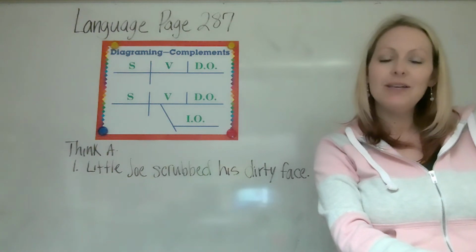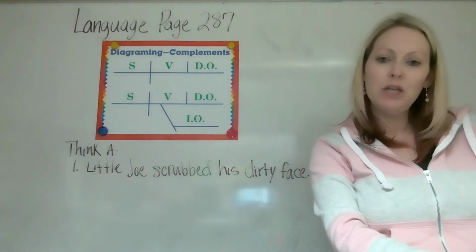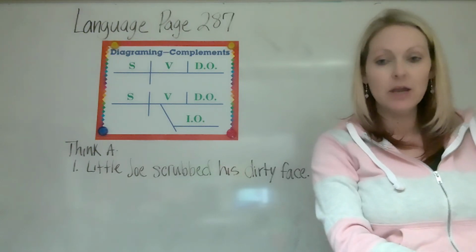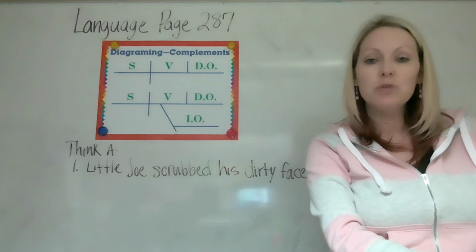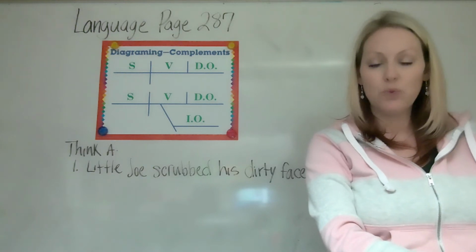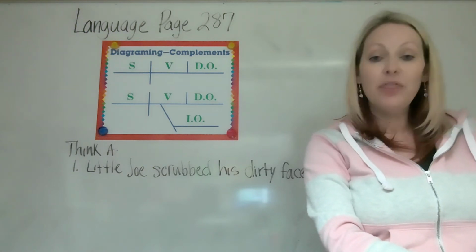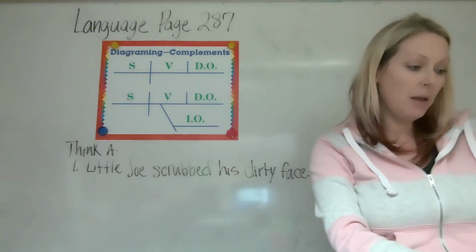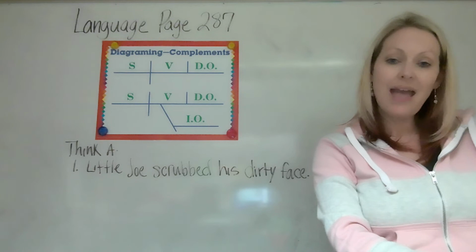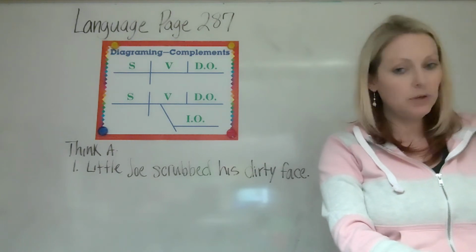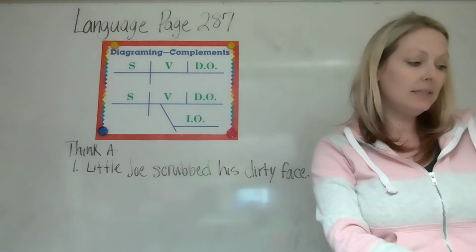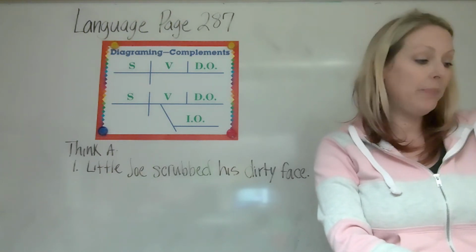Hello, fifth grade. We are on language page 287. And yes, we are going to do some diagramming. So make sure that you have your language book and your diagram page ready. Okay, so on Think A, which is what we're doing first, it says underline the subjects once and the verbs twice. Well, you guys are pretty good at that already. And then it says diagram these sentences on your diagram paper.